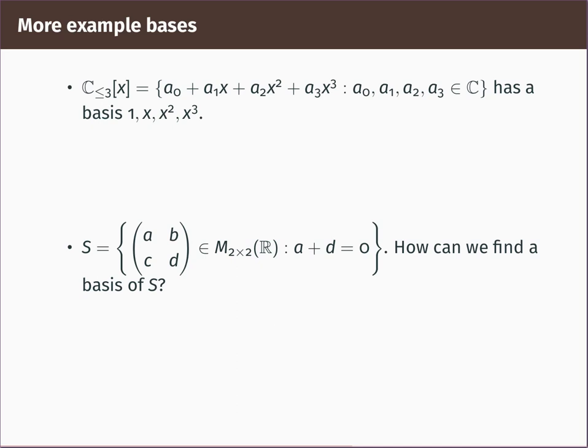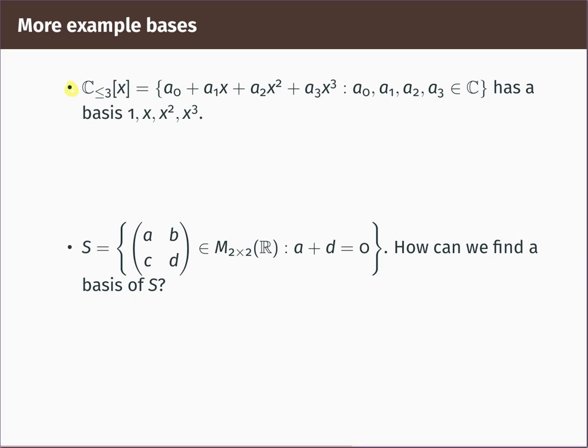Let's move on to some more example bases. So we'll look at vector spaces of polynomials of a bounded degree. Here, at the top, is the vector space of all polynomials in one variable x with degree less than or equal to 3 and with complex coefficients. Remember the definition: it consisted of all things of the form a0 plus a1x plus a2x squared plus a3x cubed, where a0, a1, a2, a3 are complex numbers. And this has as a basis 1, x, x squared and x cubed.